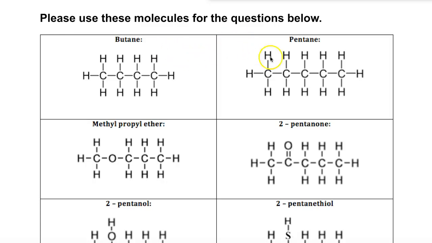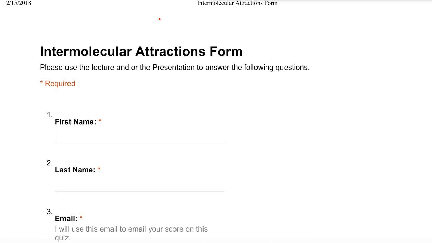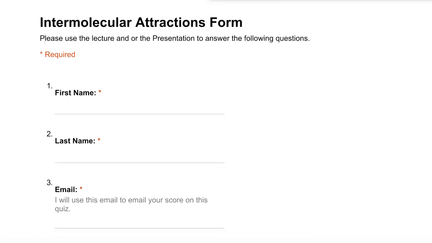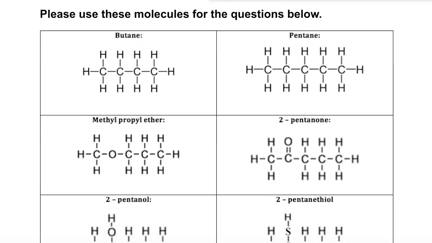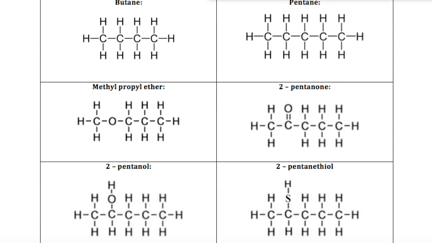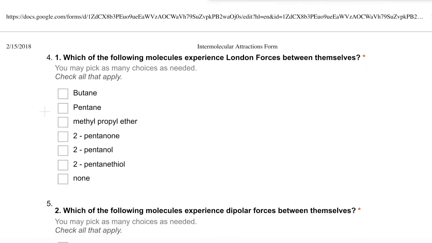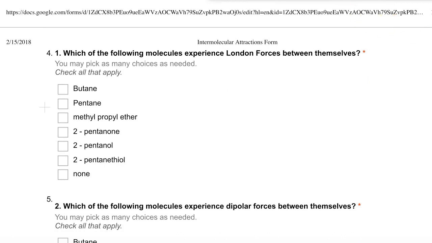All right, so let's go over everyone's favorite form, and that, of course, is the intermolecular, the IMF attractions form. So we've got these molecules that we're looking at. I'm giving you the shape, and I'm asking you some questions. So the first question is, which of the following molecules experience LDFs? Okay, please use LDFs. And LDFs are these momentary dipoles that are made by the shifting of electron clouds.